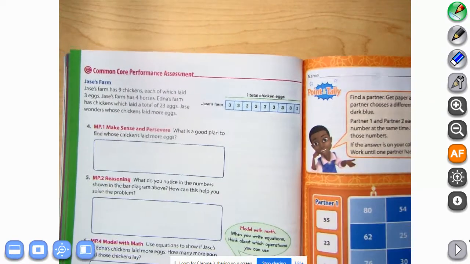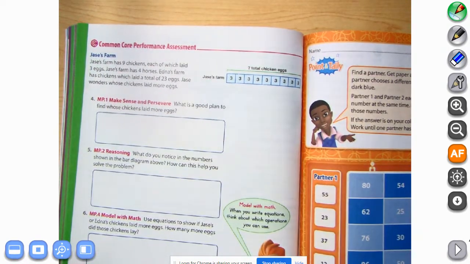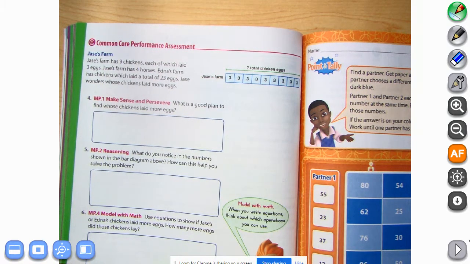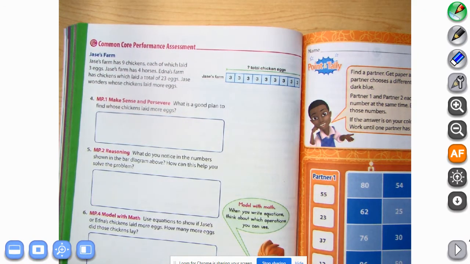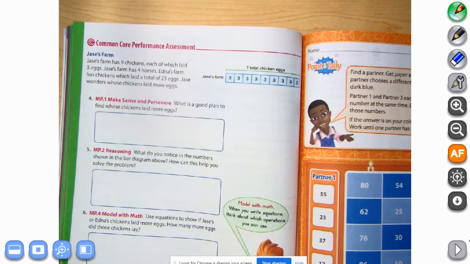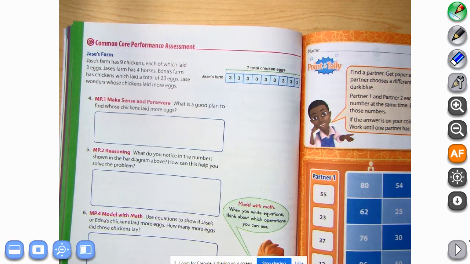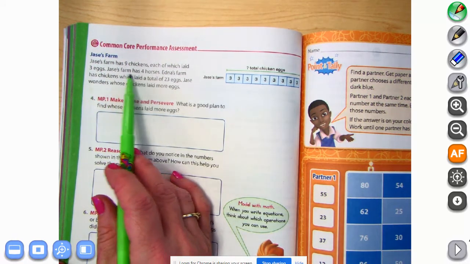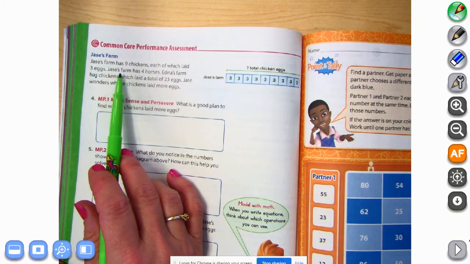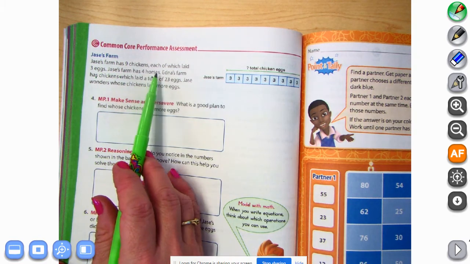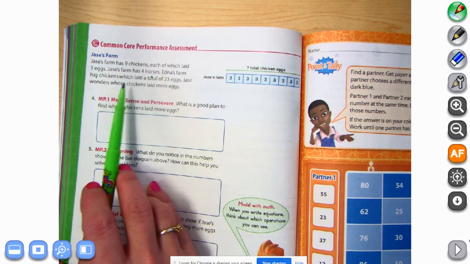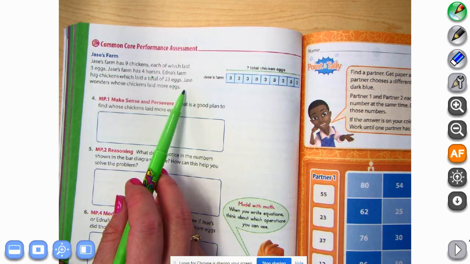On the back, it says, Jace's farm has 9 chickens, each of which laid 3 eggs. Jace's farm has 4 horses. Edna's farm has chickens, which laid a total of 23 eggs. Jace wonders whose chickens laid more eggs. So Jace's farm has 9 chickens, each one laid 3. Jace's farm has 4 horses. Edna's farm has chickens that laid a total of 23 eggs. Jace wonders whose chickens laid more eggs.